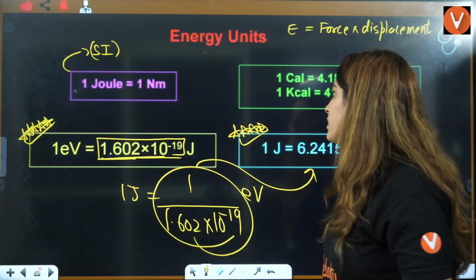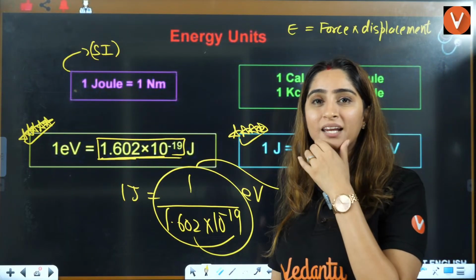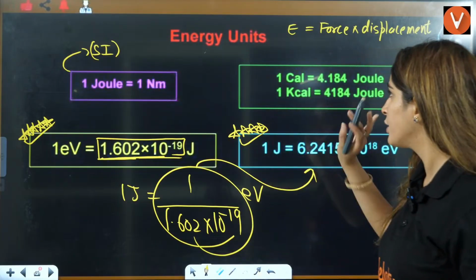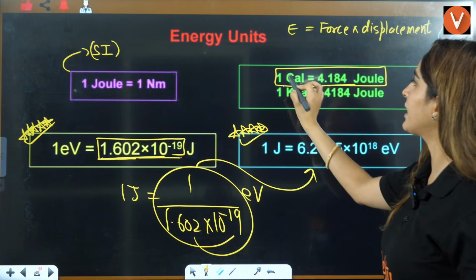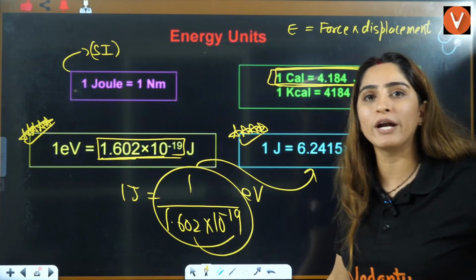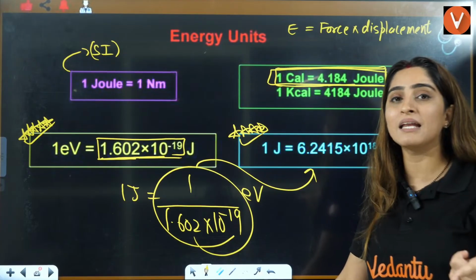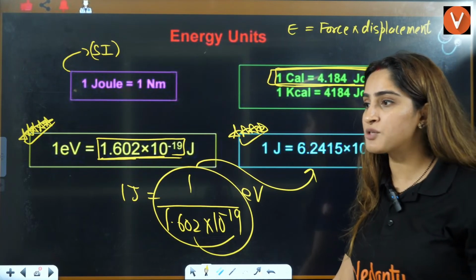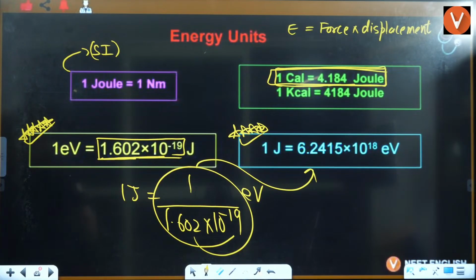Very, very important conversion. Now, this is not very important, but still calorie to joule. Till now, very rarely have they asked it, but still you can know this. 1 calorie is 4.1 joule. If you have to convert calorie to joule, multiply it by 4.1. If you have to convert joule to calorie, divide it by 4.1. So that is going to be the answer. Right, everyone?